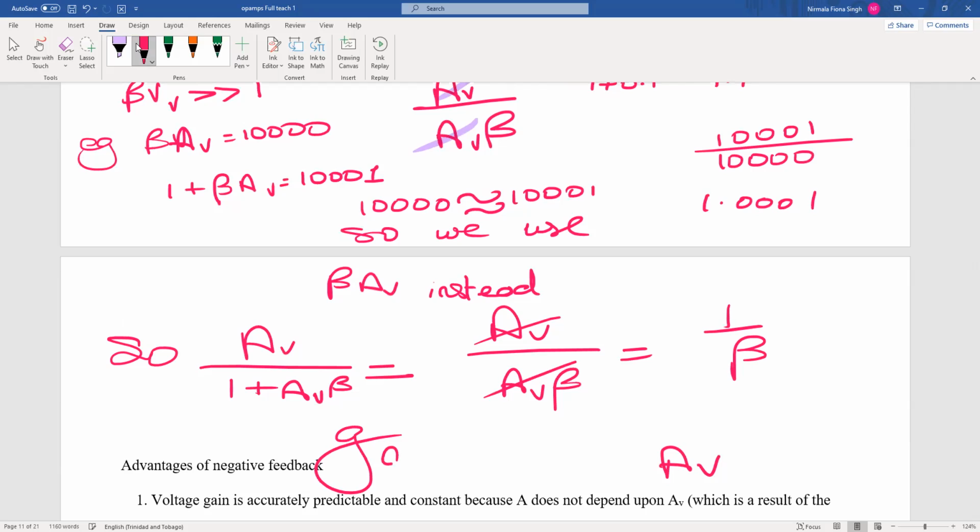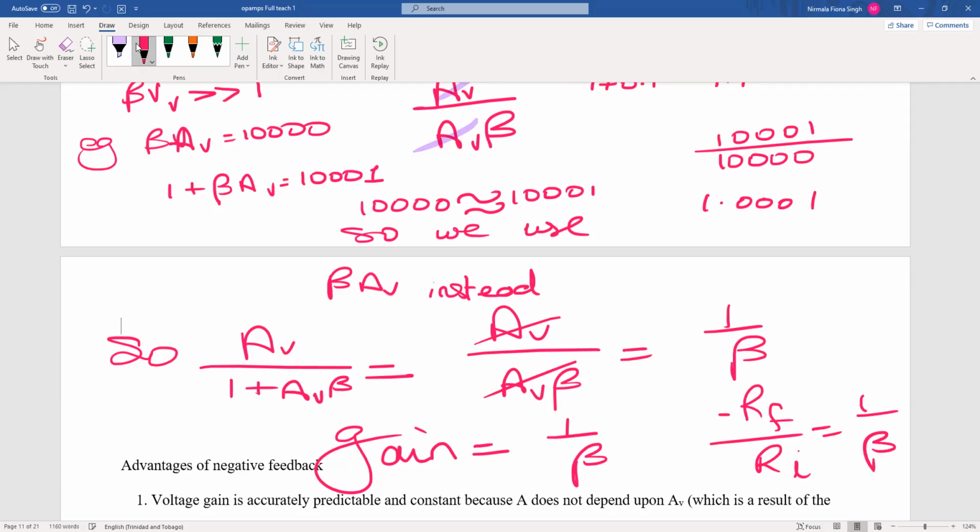So the gain is 1 over beta. And what is 1 over beta? It's just the feedback factor, whatever feedback factor you have. Now, not all questions are going to give you your feedback factor. You can still go ahead and work out your gain to be minus RF over RI. And look, this is going to be 1 over beta. So here we have two different expressions that are equal to the same thing.